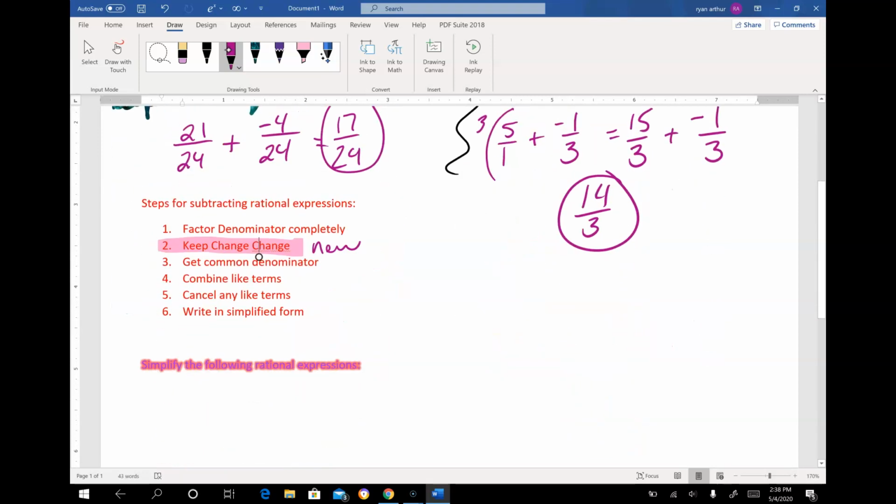Okay, so first you're going to factor the denominator completely. Don't worry about the numerator yet because you're going to be combining like terms. So factor that denominator completely because you need to know what's missing and what you need to add or multiply. Then you're going to do your keep, change like we did up there. Then get common denominator. Combine like terms, cancel any like terms. This is where you're going to factor everything right here. Okay, so you're going to factor again, except you're going to factor everything. And then you're going to cancel out your like terms and write in simplified form.